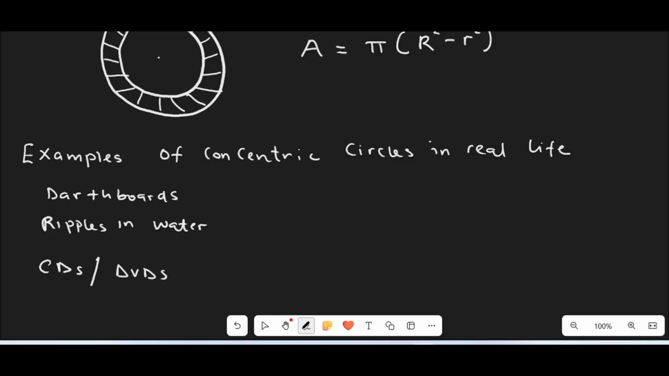Circular tracks in our CDs or DVDs. Another example is archery targets, with circular scoring rings. Another example is tree rings, the annual growth layers of a tree.